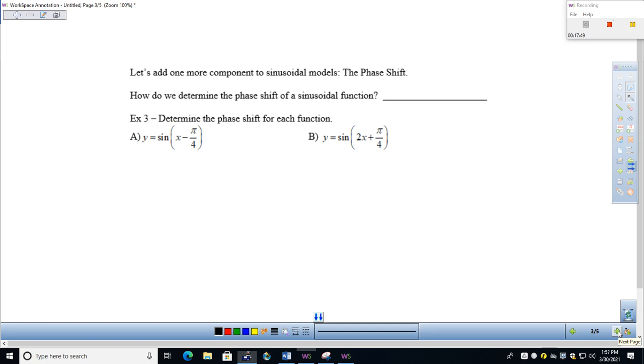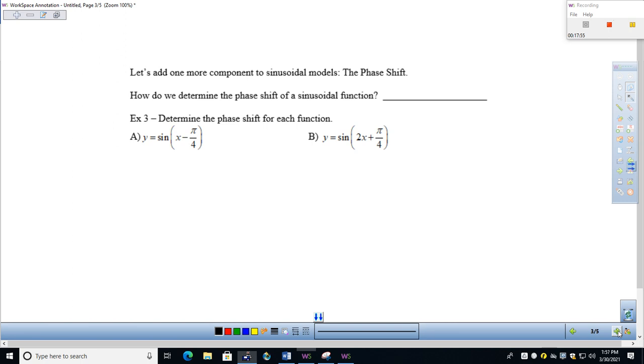So let's add one more component to sinusoidal models, the phase shift. If you remember from day 1, we wrote our models trying not to use a phase shift. So remember, if it started at a maximum, we'd use cosine. If it started at a midline, we would use sine. If it started at a minimum, we would use cosine with a negative out in front. What happens when it doesn't start at one of those 3 points? Well, we need a phase shift. And we'll start to take a look at that piece coming up.